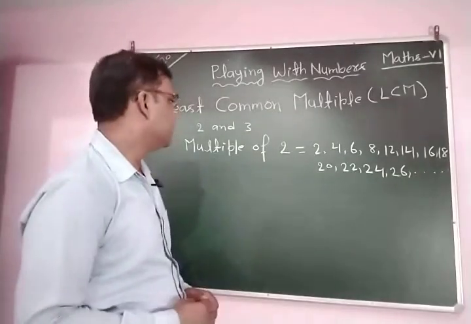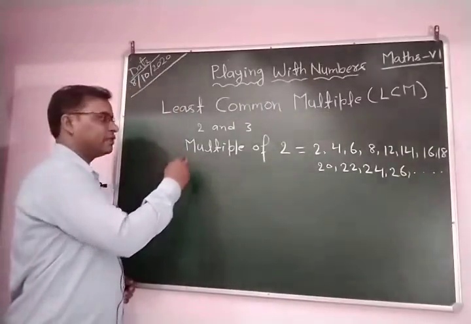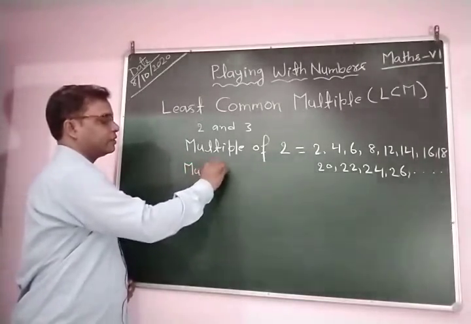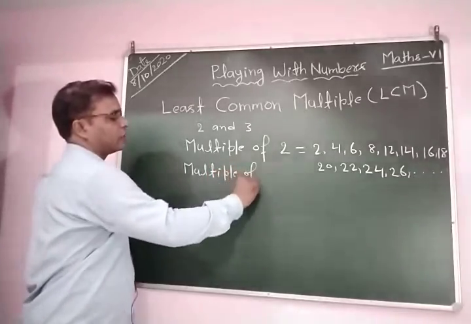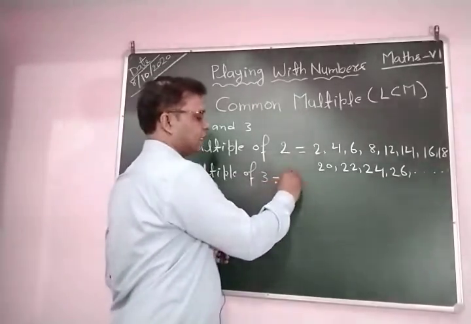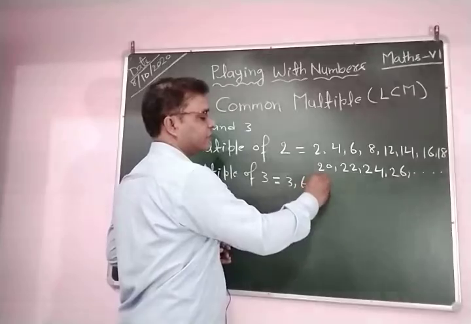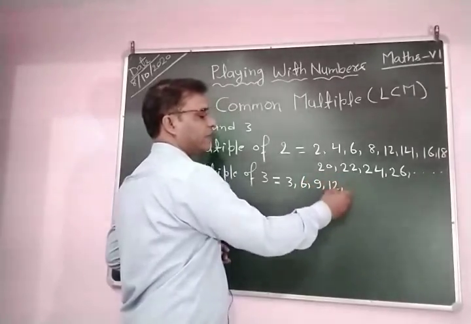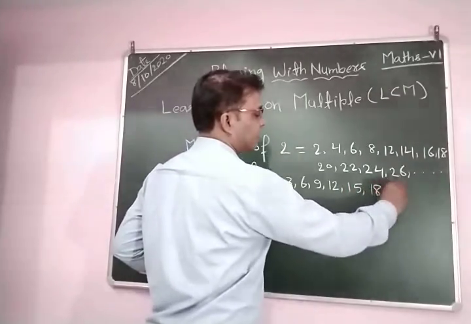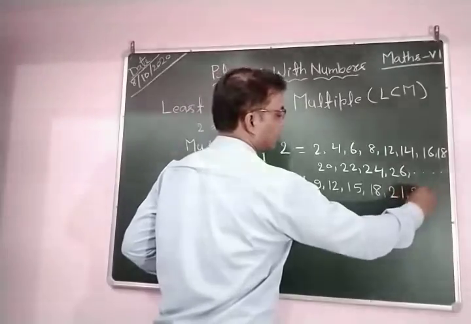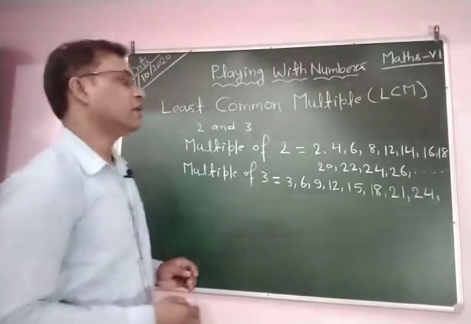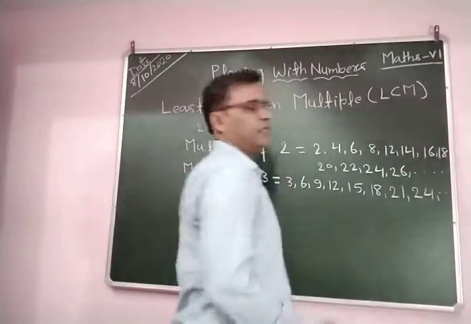Now, what are the multiples of 3? So you can write here multiples of 3. You can write 3, 6, 9, 12, 15, 18, 21, 24, and so on. That is the multiples of 3.